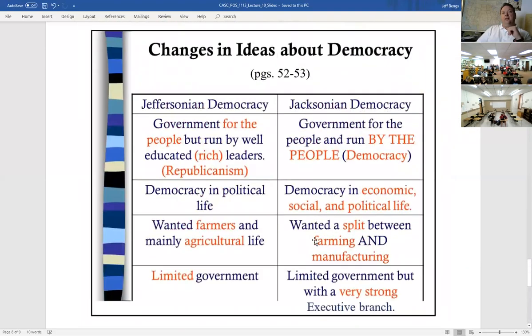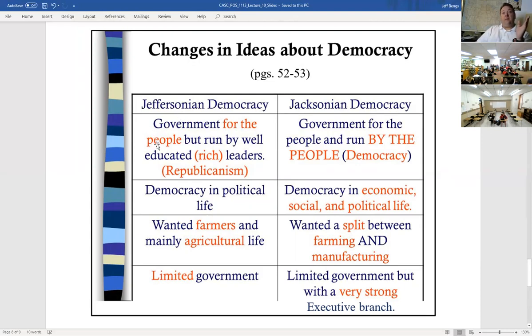One final thing that I'd like you to do, I think we might have mentioned this on the test. I don't think so, but go back to page 52 and 53 this week and read the little section. Again, it's not even a page. Read the section on Jeffersonian democracy versus Jacksonian democracy. And this basically shows the changes that Jackson brought that were different from Jefferson.